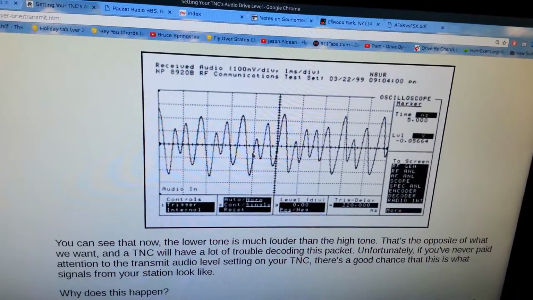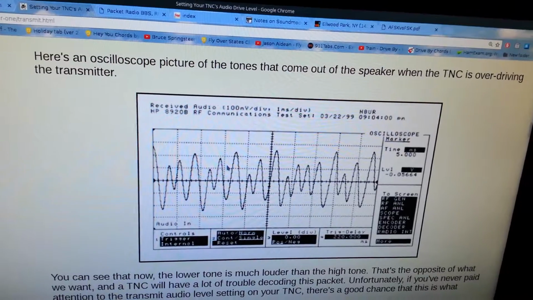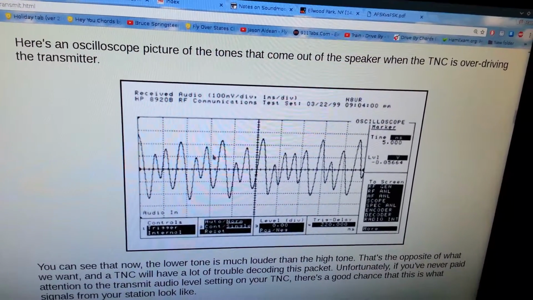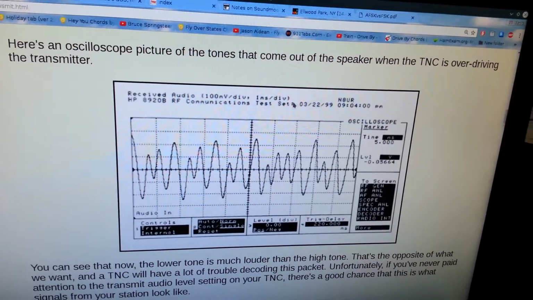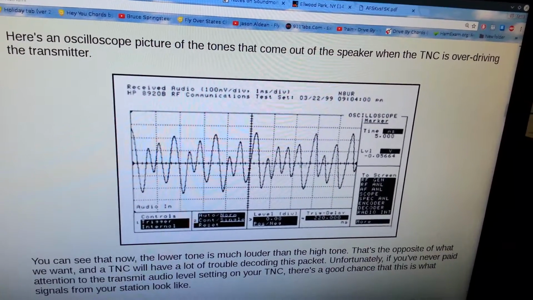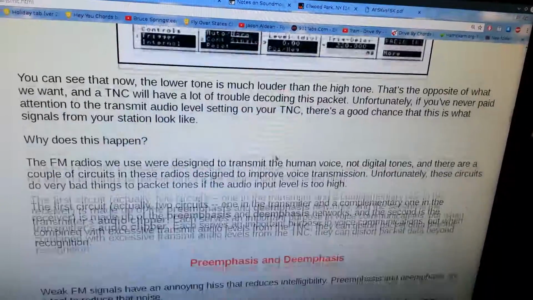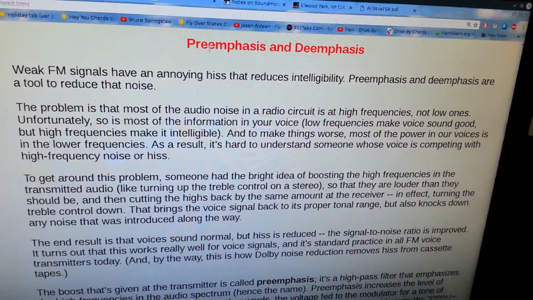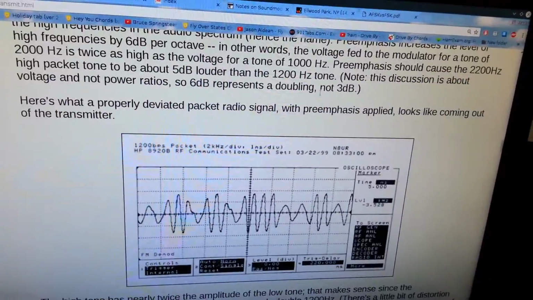Here's another example of a very poorly set up system. It says when the TNC is overdriving the transmitter. So this is an overdriven transmitter. And then he talks about preemphasis and deemphasis as the cause.